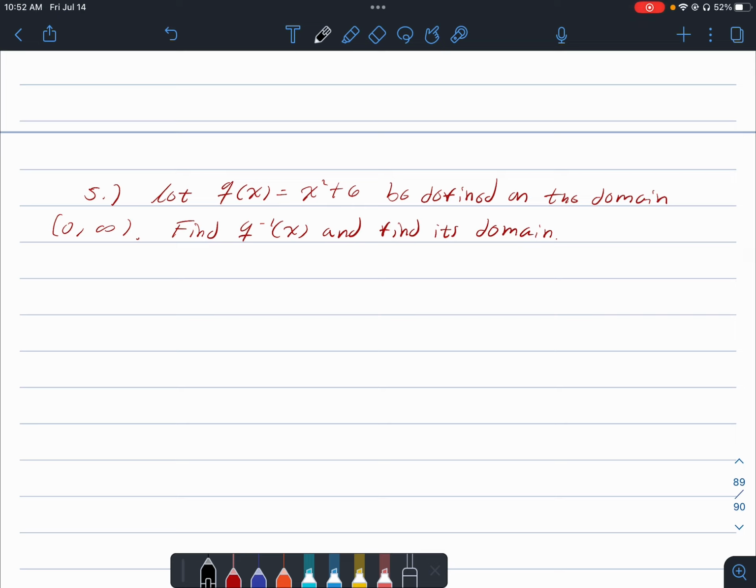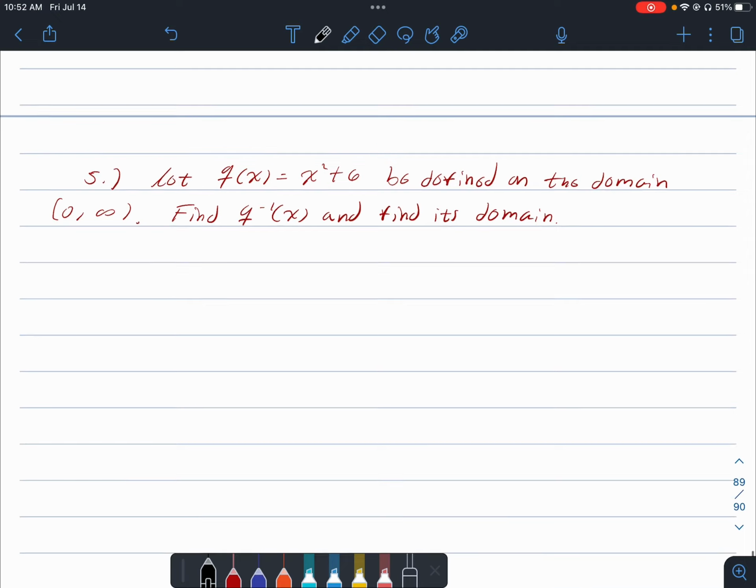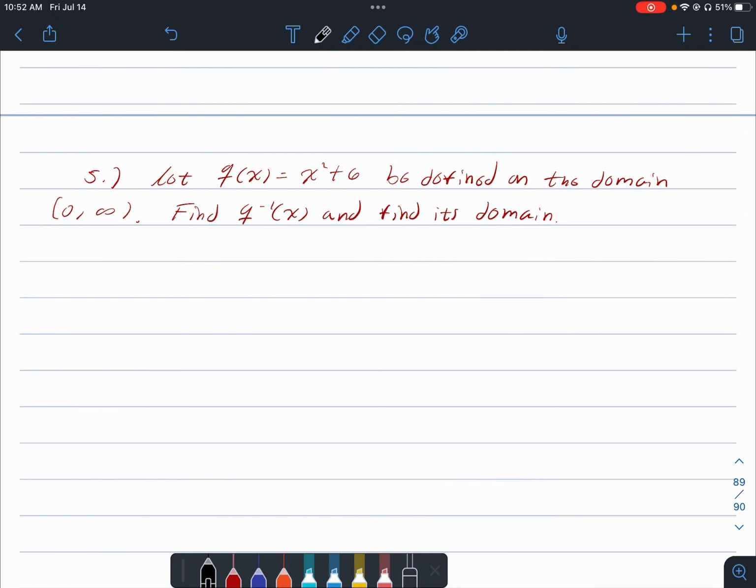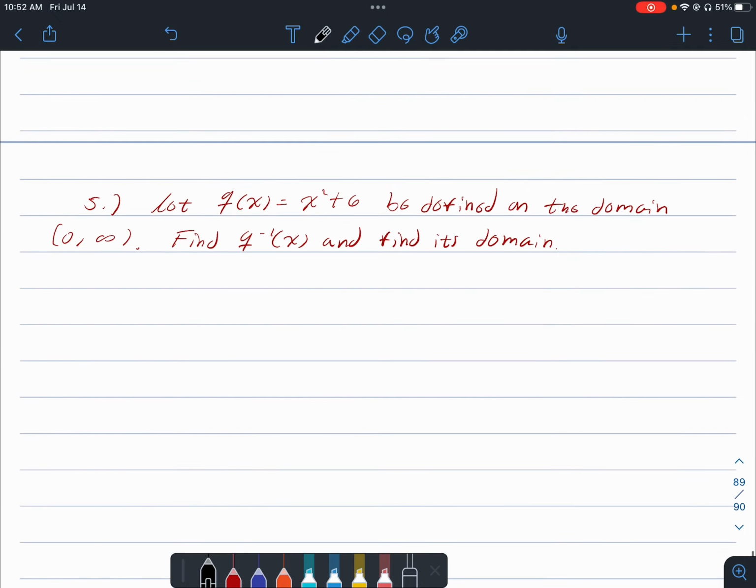All right, so now we're going to let q of x equal x squared plus 6, and we're going to let it be defined on the domain 0 to infinity. And we want to find q inverse of x, and we want to find its domain. Okay, so let's figure out what the range is here for q of x. All right, so we know that q of x is defined on 0 to infinity.